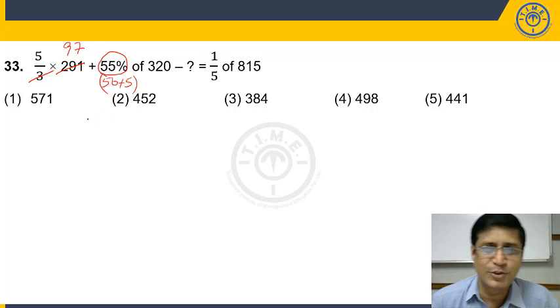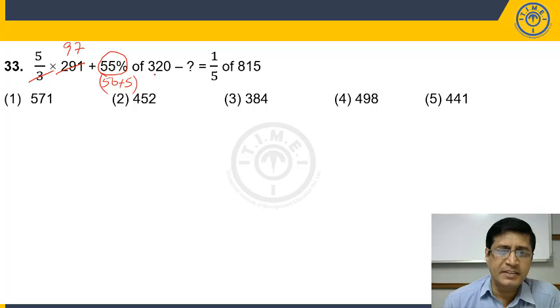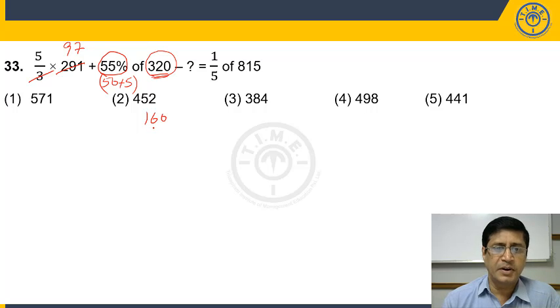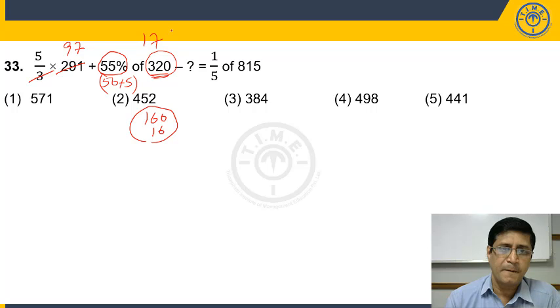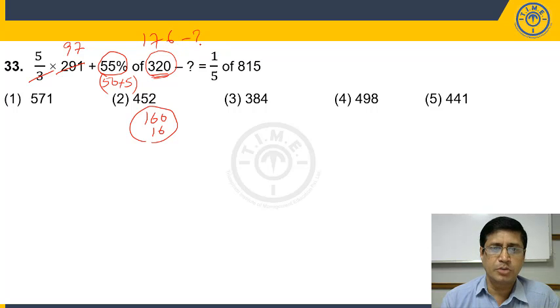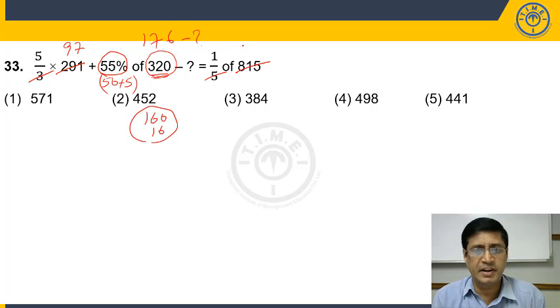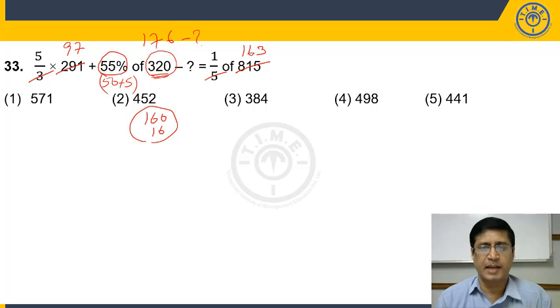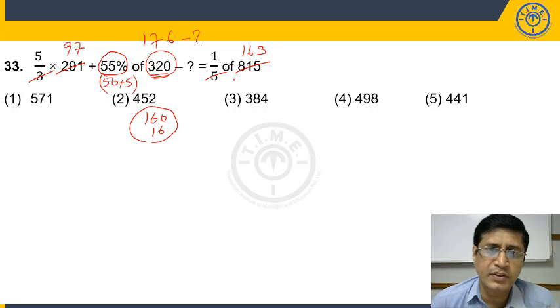Hope you are copying all these solutions. The 50% means half of the value, 160. So 5% means 16. The sum of these two is equal to 176. Minus question mark is equal to 1/5 of the number. What is the 1/5 of this? So 5 goes how many times? 163 times. 16 into 5 is equal to 80.